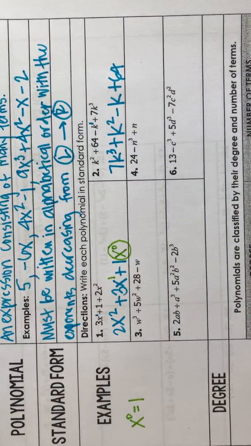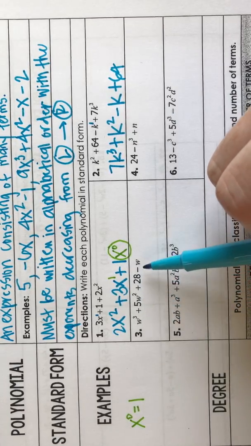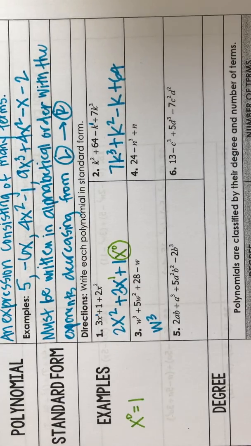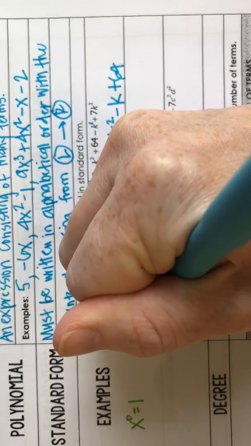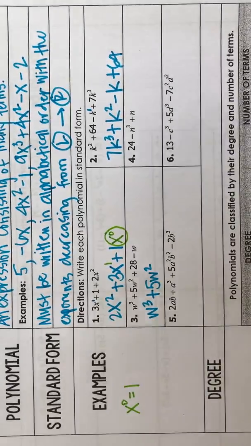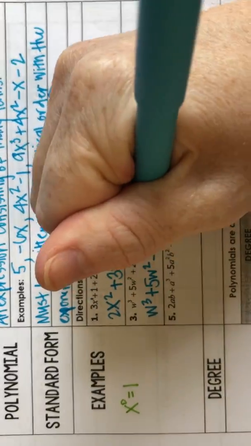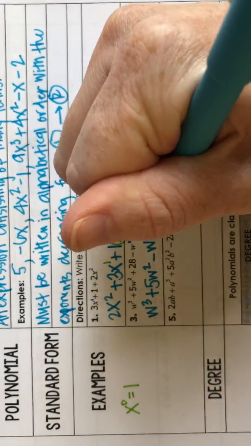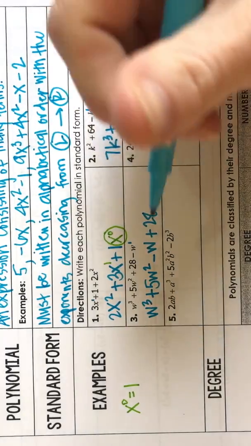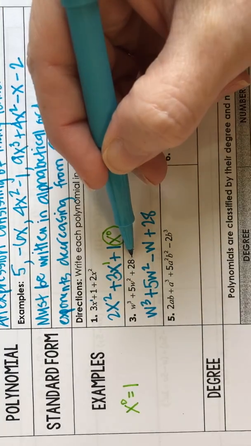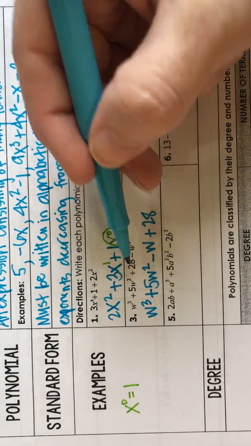All right, number 3. My highest power is 3, so I'm going to start out with w cubed. My next highest power is 2, so I'm going to have plus 5w squared, and those actually were already in order for me. Next, I'm going to have minus w, because there's an understood but unwritten 1 right here, and then plus 28. So really all I had to do was swap those last 2 terms around, but I kept the negative with the w, and I kept the plus with the 28.